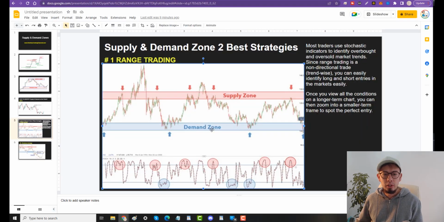So now let's take a look. This is one of the very, very powerful strategies, by simply using supply and demand zones and RSI, okay?